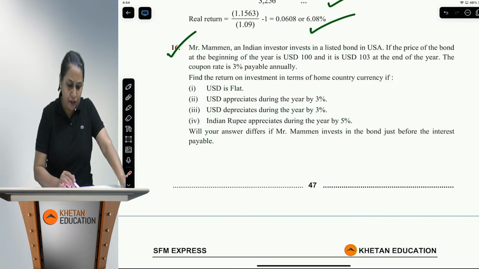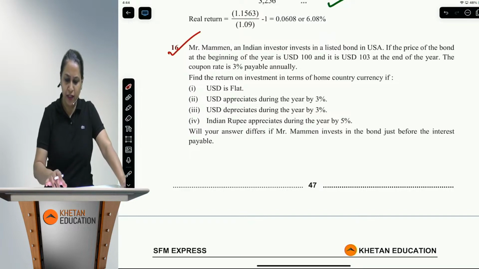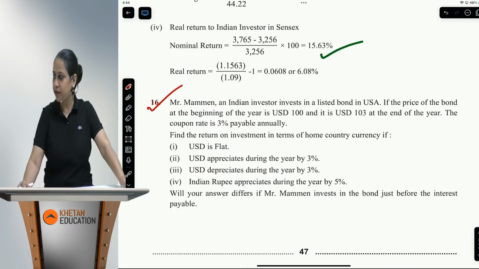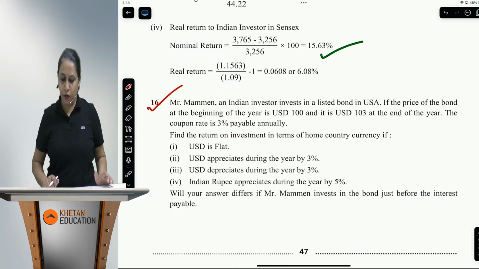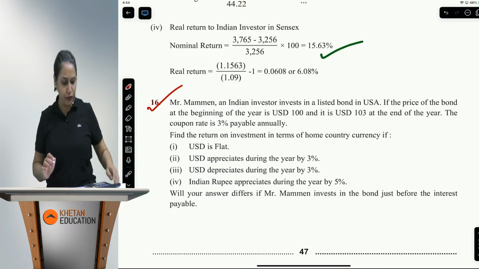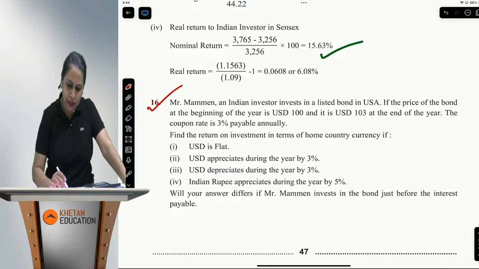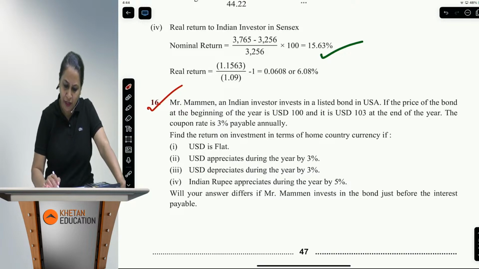So we were trying to do question number 16 yesterday. What does question number 16 say? Mr. Mamin, an Indian investor, invests in a listed bond in USA. If the price of the bond at the beginning of the year is USD 100 and it's USD 103 at the end of the year, the coupon rate is 3% payable annually.